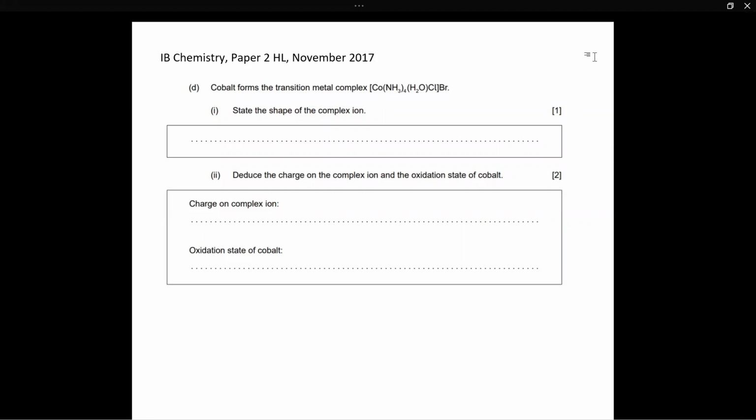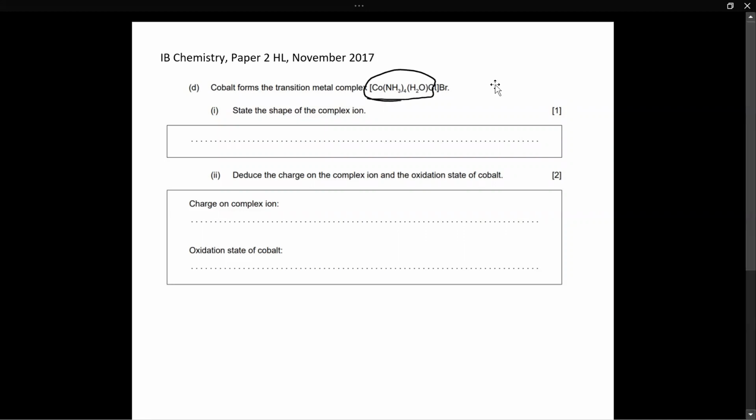And in this video, we're going to be taking a look at a question from the IB Chemistry Paper 2HL from the November 2017 batch. In this question, they're asking us, cobalt forms the transition metal complex. And then they've given us this transition metal complex over here.